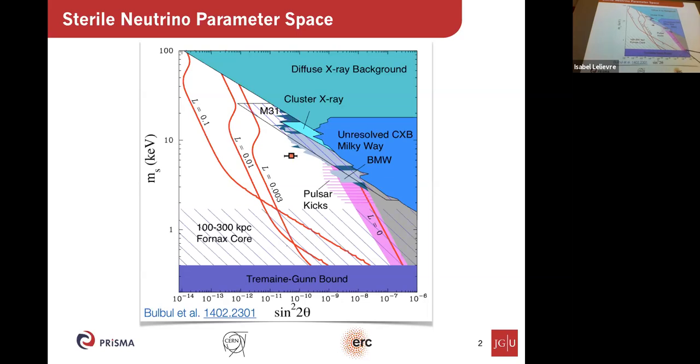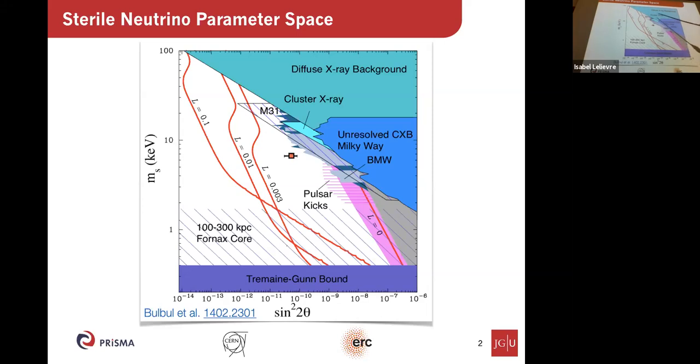So the red line here on the right-hand side, this line labeled L equals 0, that is the prediction of the Dodelson-Widrow mechanism. So just as for axions, we have a relatively stringent prediction of where in the parameter space the sterile neutrino should live if it is made through this production mechanism. However, there are other production mechanisms that also populate other regions of parameter space.